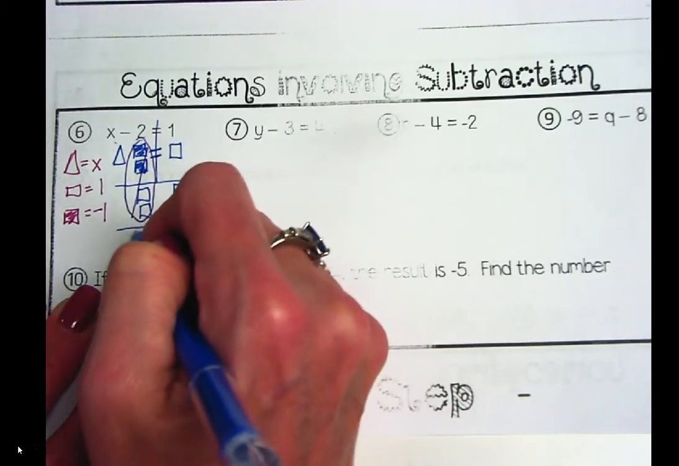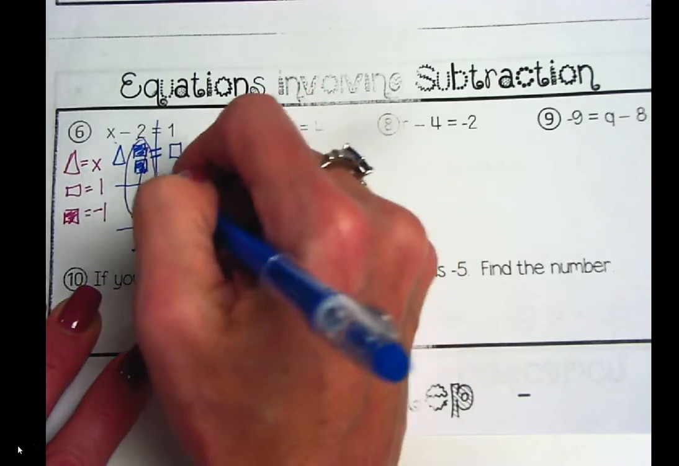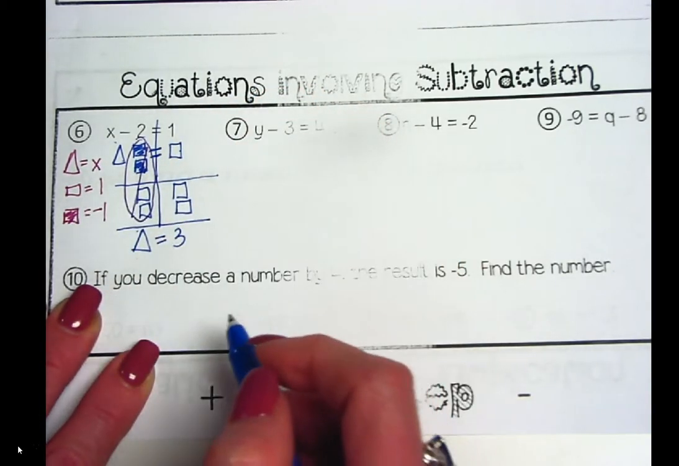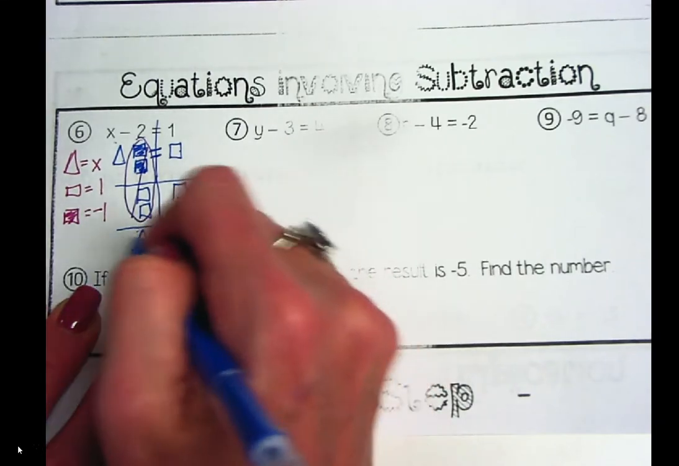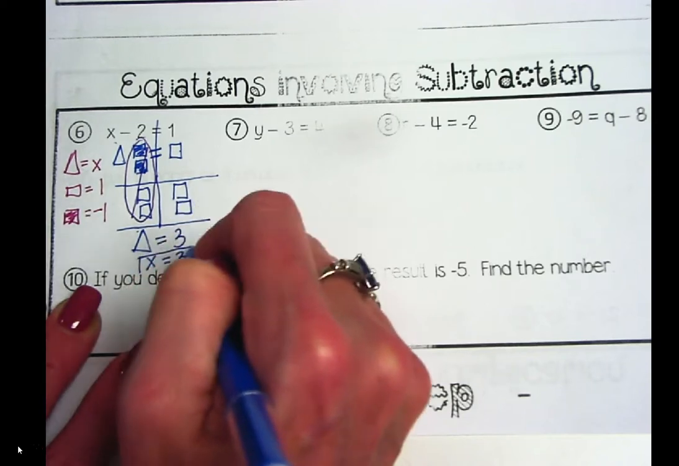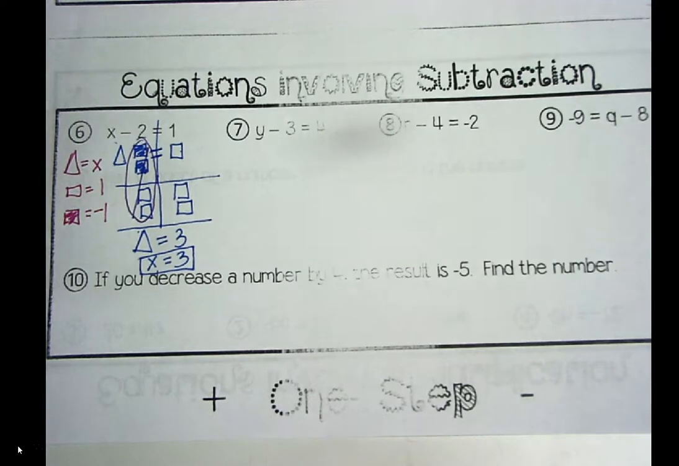And so my answer, I still have isolated my variable. My triangle is equal to 1, 2, 3. Okay? So that's my answer. So my answer is x is equal to 3. And that's how you show it with a model, and we are going to be doing more models, especially with 2-step equations, but now we're going to go on and look at some without a model.